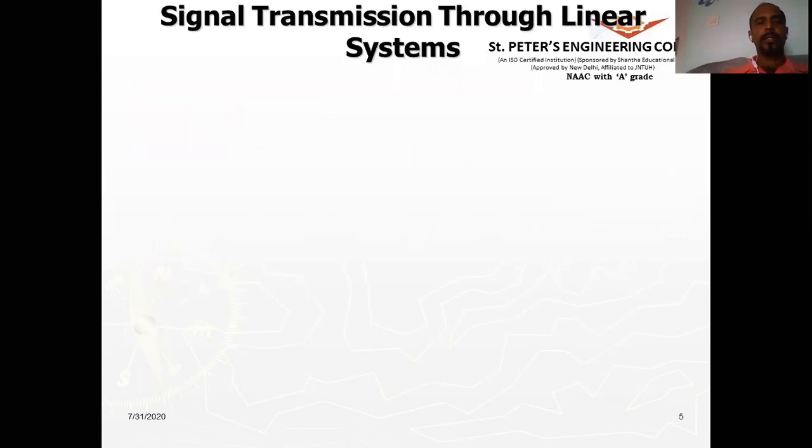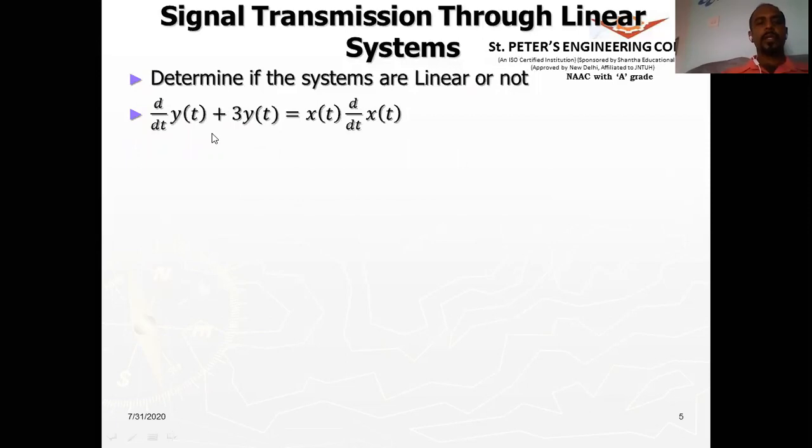Okay, let us take another example. Here it is a differentiation operation. And there are extra terms. So what is the system doing here? y of t is the output, x of t is the input. Here it is taking the input and multiplying it with the differential of the input, and plus it is adding 3 times y of t, and all these terms it is doing. So this is what your system is doing.